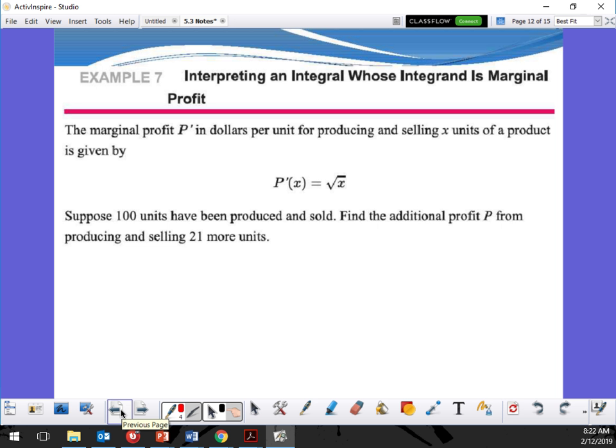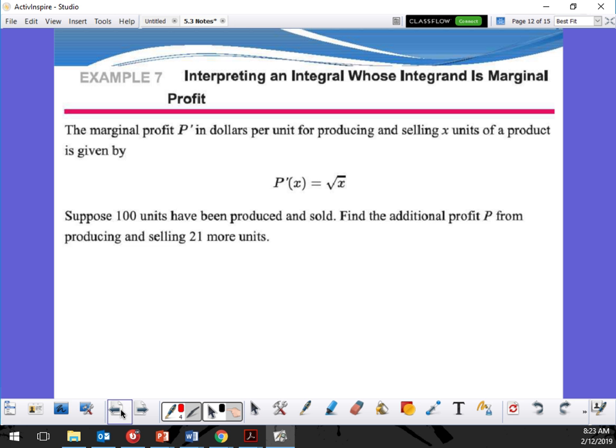All right, number 7. Interpret an integral whose integrand is marginal profit. The marginal profit, P prime, in dollars per unit for producing and selling x units of a product, is given by the function P prime of x equals the square root of x. Suppose that 100 units have been sold, and find the additional profit P from producing and selling 21 more units.